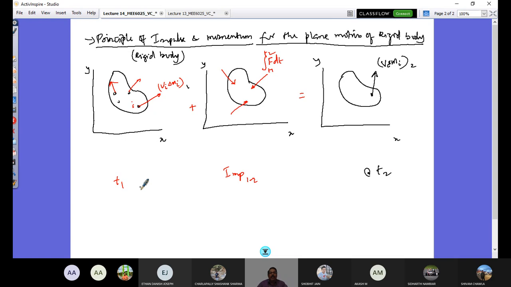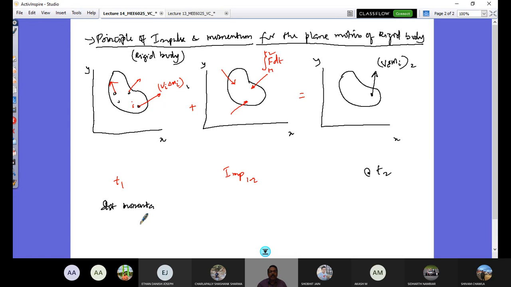So at time t1, whatever the system linear momenta is, plus the sum of external impulses, would be equivalent to what the system momenta is at time t2. That is what is called looking at a rigid body and applying the principle of impulse and momentum, right? Any doubt in this? So how do I call this by equation? It is system momenta.